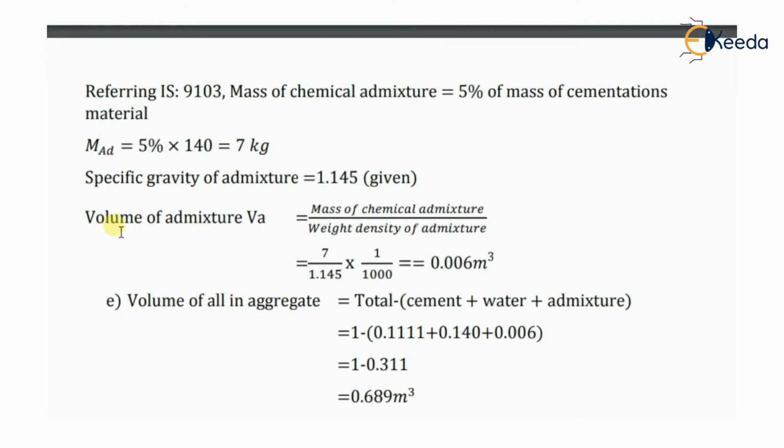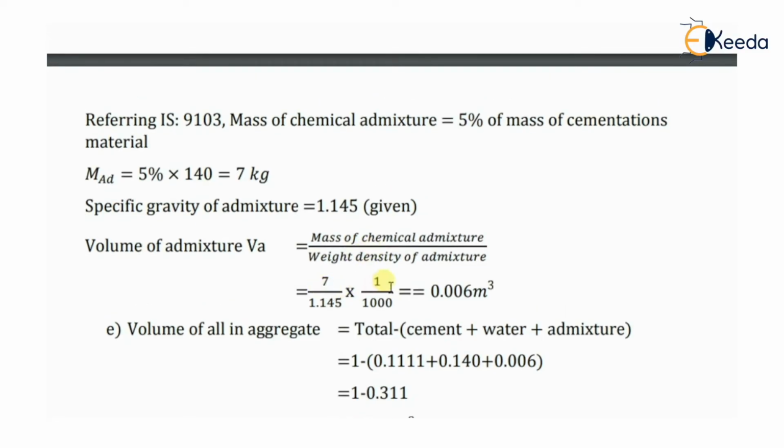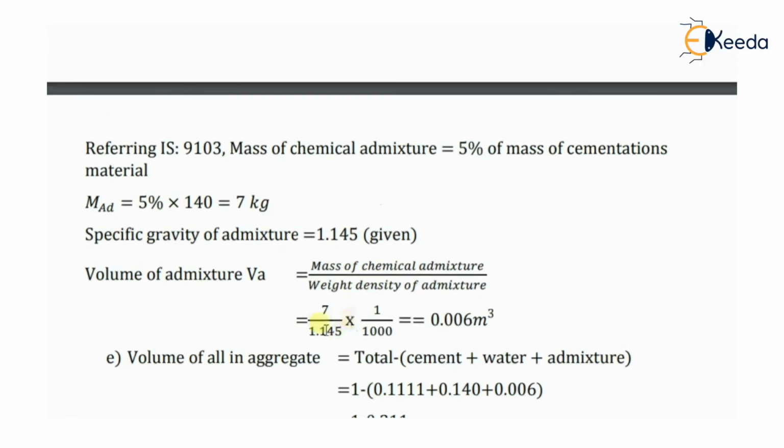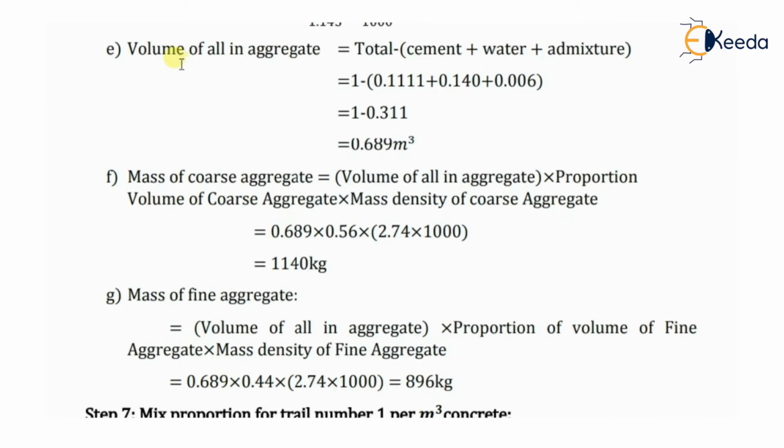So the volume of admixture will be the mass of chemical admixture, that is 7 kg, divided by the mass density of admixture, which comes as 7 divided by 1.145 into 1 by 1000, which is equal to 0.006 meter cube. So we have calculated all the volumes.